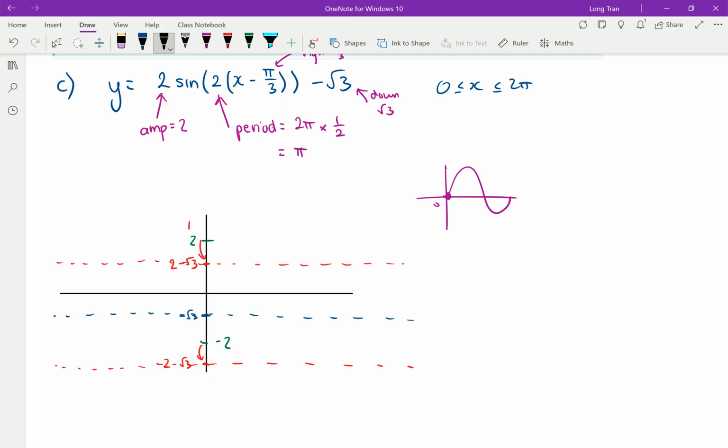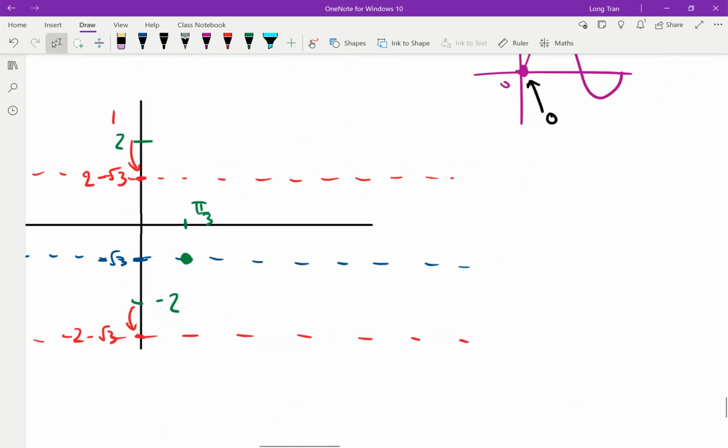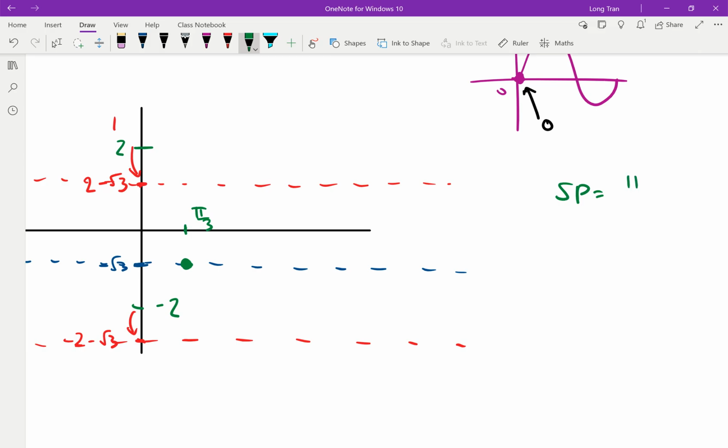From here, remember the starting point usually is at 0. But because they've moved to the right by pi on 3, instead of it being at the center, it's now moved to the right by pi on 3, and it's gone down by root 3. So the center now is right here. This is important to know because this now starts off a picture for you. You now know this is your starting point, pi on 3. So I'm going to write here: starting point as pi on 3.